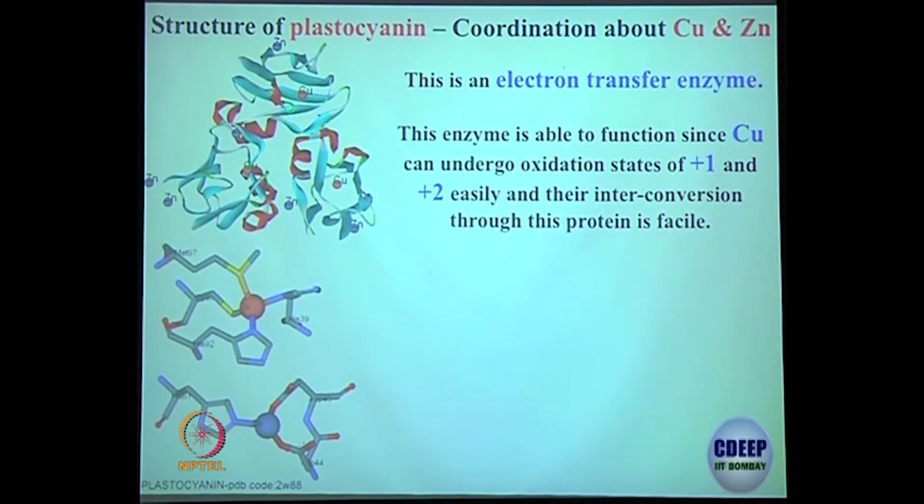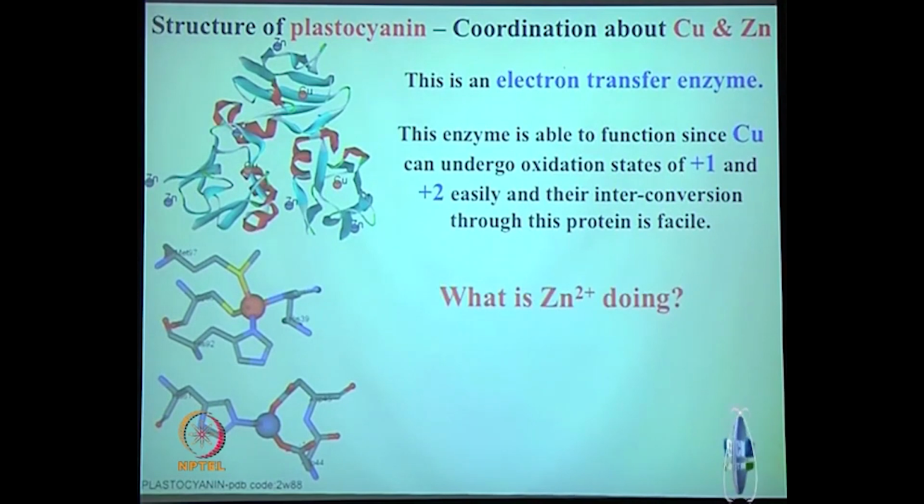If there is no competition between hard and soft centers, even if the metal center is soft but hard anions are the ones which are available, it's okay, it will go with it. It's not like they cannot bind. Binding efficiency may not be great. That's it. Overall, what we are trying to say is, this enzyme is able to function since copper can undergo oxidation state changes. You read it. I think I explained it.